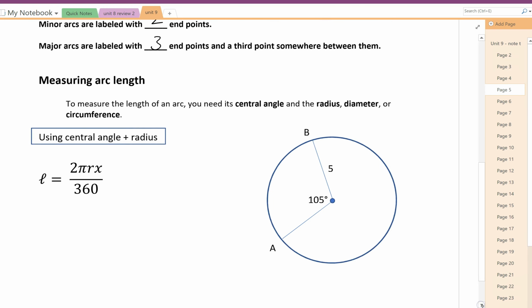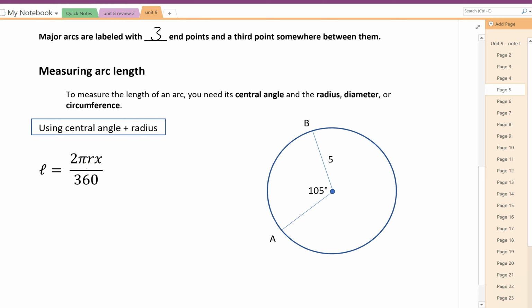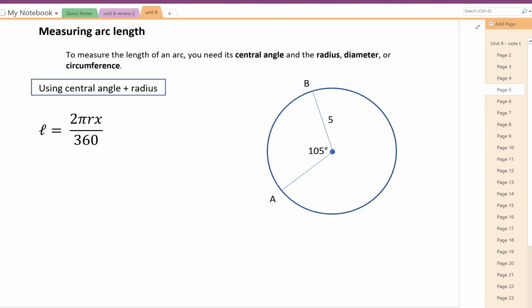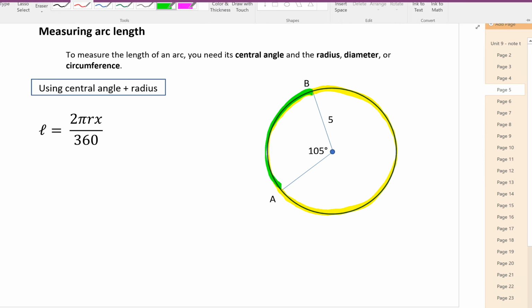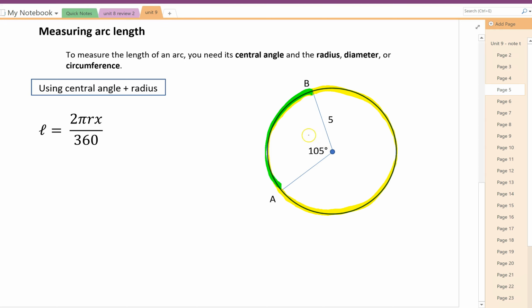All right, measuring arc length. So arc length, it's not difficult. This formula looks more complicated than it really is. Remember, circumference means the measure of the total length all the way around the circle. But for arc length, what I'm saying is, how long is just this part of the circle? In this problem, I'm just looking for the length from A to B. If the only information I have to start with is the central angle here, which is 105, and the radius, which is 5, I can figure out how long that arc is. And here's the formula I use to do it.